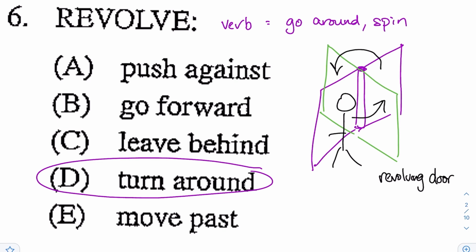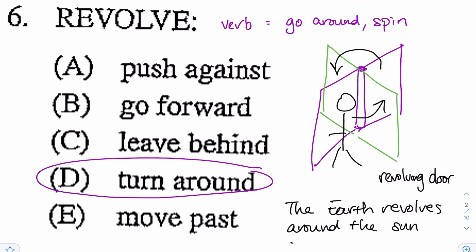So for example, in science, the Earth revolves around the sun every 365 days. That's called a year.